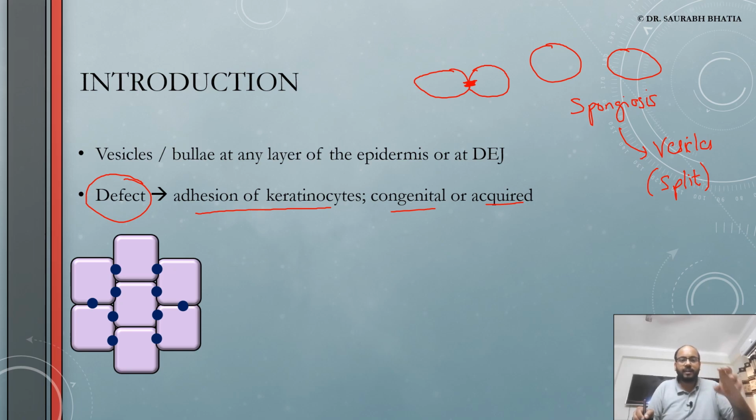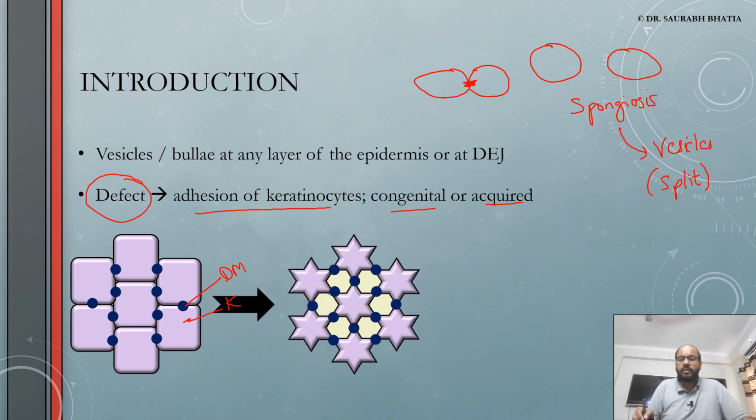So again, this is a diagram that we had discussed last week in the spongiosis video. We have individual keratinocytes, okay? So these are the keratinocytes, and the dark blue ones are the desmosomes, which attach two cells together. And if the attachments are lost, it will lead to spongiosis.